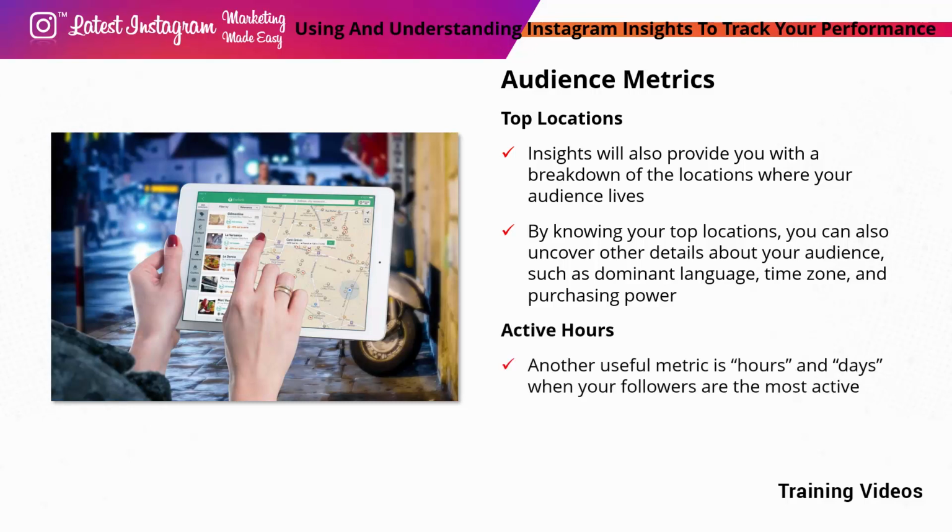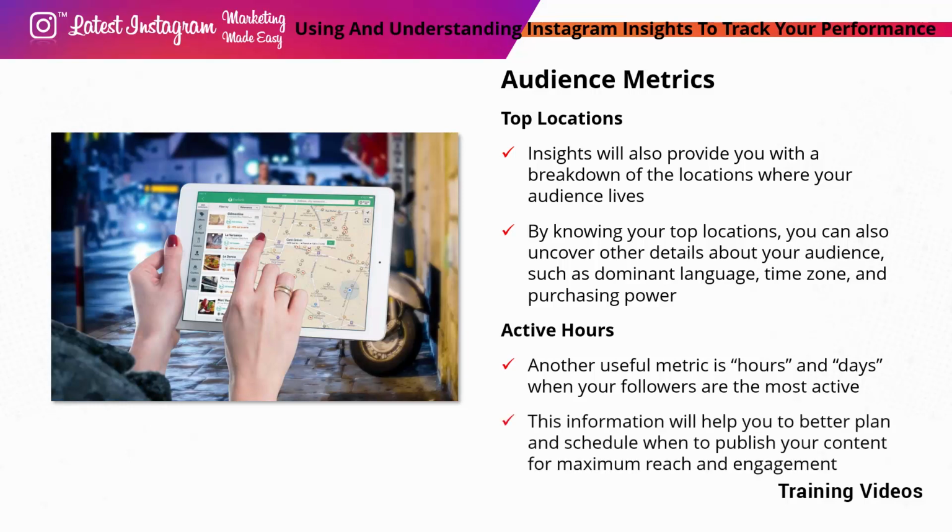Active hours. Another useful metric is hours and days when your followers are the most active. This information will help you to better plan and schedule when to publish your content for maximum reach and engagement.